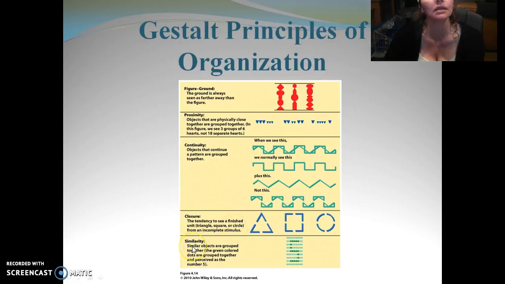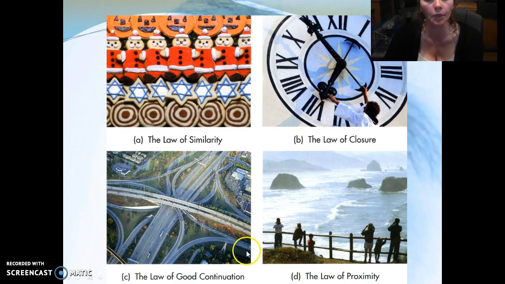Additionally, we see things that are similar. Not only do we group based on proximity, we group based on similarity. Here you likely see the 5 because all the dark green dots are similar to one another. Here's the law of similarity in the real world, where we see rows of cookies based on similarity: all the pumpkins together, all the Santas together, all the Jewish stars together.